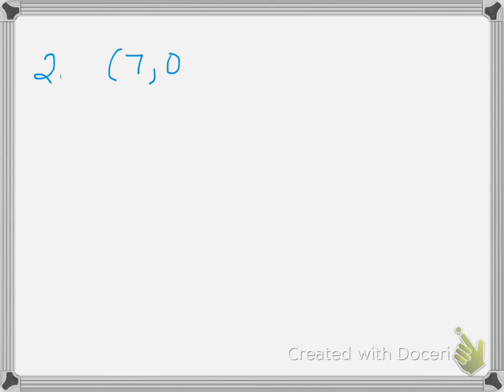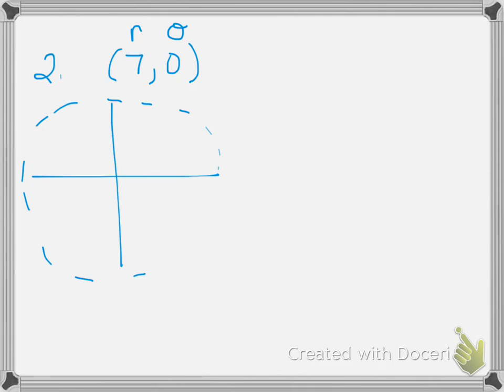Alright, let's say we have this coordinate, 7, 0. Remember that 7 is the radius, 0 is the angle. So that means that I'm on this circle out here where the radius is 7. And it means my angle went 0, so I'm right there. Well, that coordinate is the same in rectangular coordinates. It's still 7, 0.